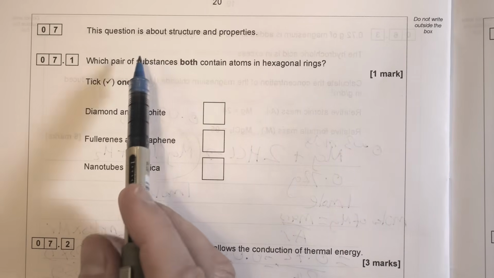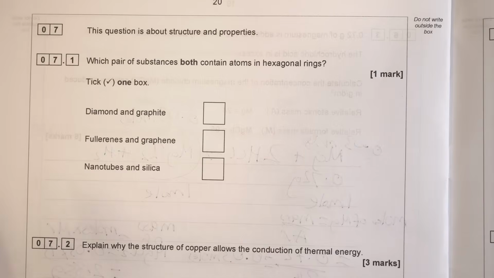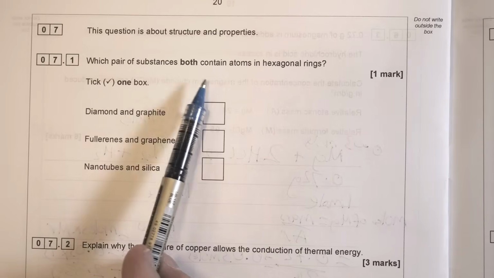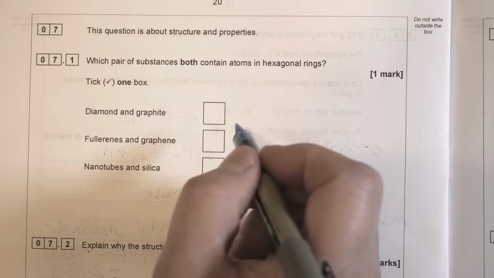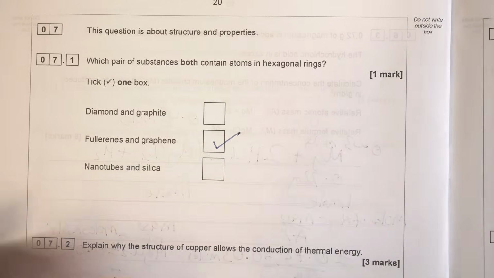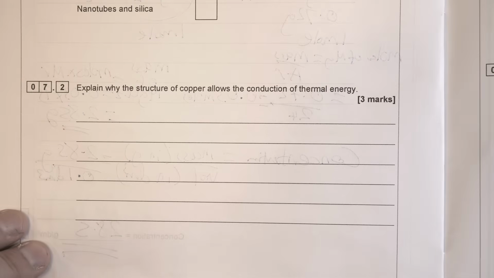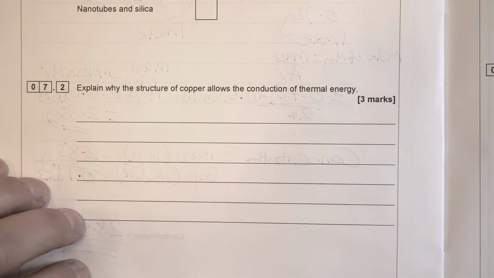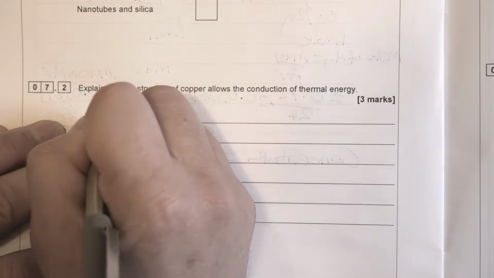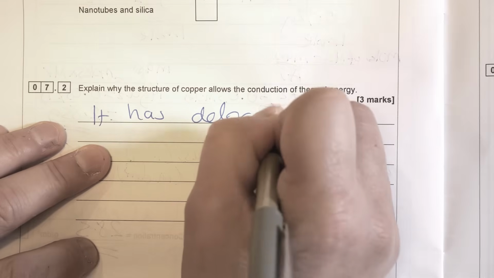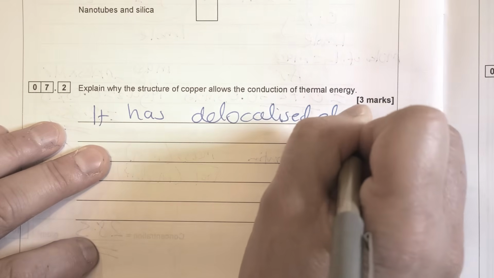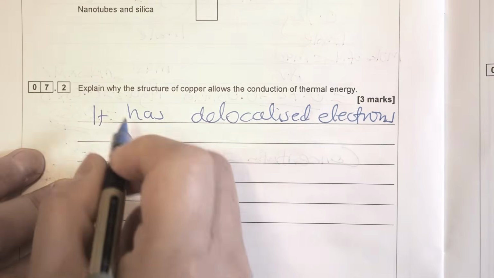Question 7. This question is about structure and properties. Which pair of substances both contain atoms in hexagonal rings? Well, that's going to be fullerenes and graphene. Explain why the structure of copper allows the conduction of thermal energy. Well, first of all, we need to say it has delocalized electrons. And we need to make the point that they can move through the whole structure.